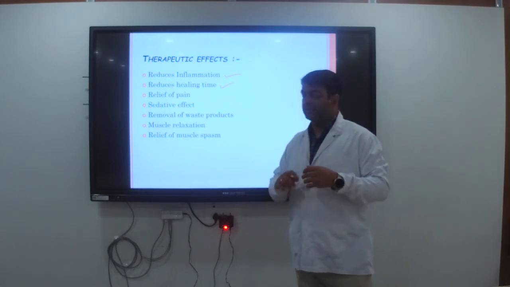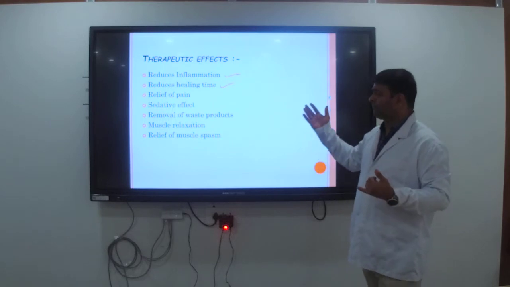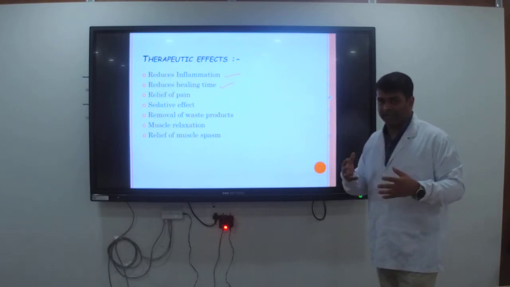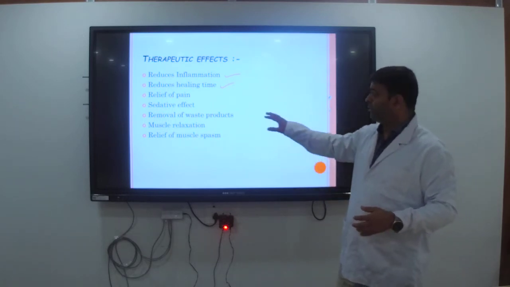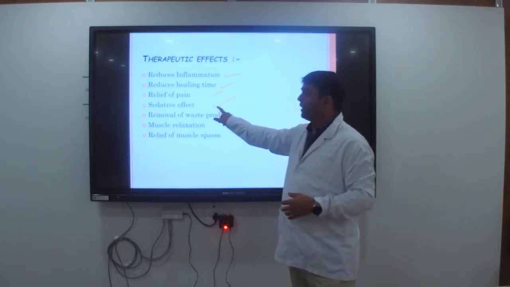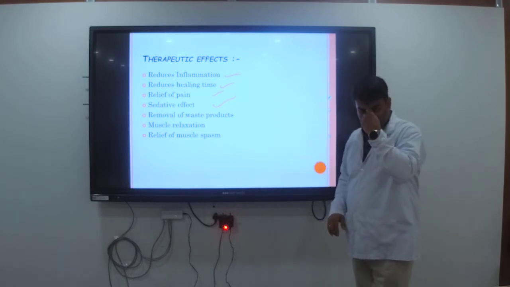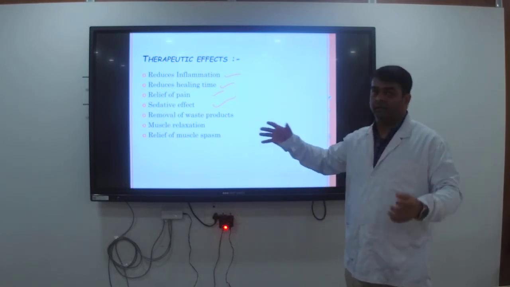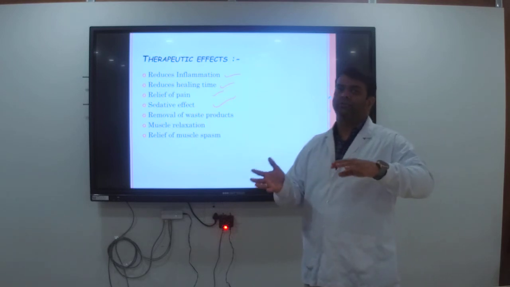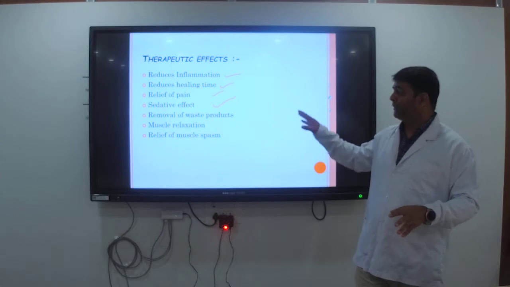The patient gets healed in a lesser time than is required. Again, therapeutic use: relief of pain, due to the healing of the targeted tissue or muscle, the pain over that area is reduced. It gives a sedative effect. Now, what is the sedative effect? This is very important, and we have to take care of this. It's a good part, but you have to be cautious when you give it to the patient.